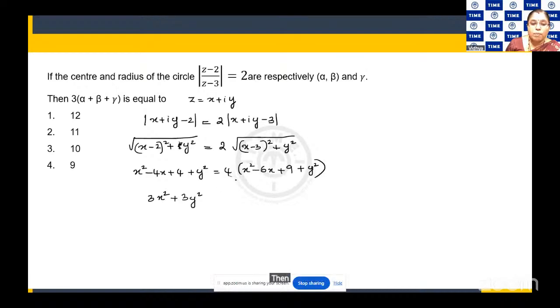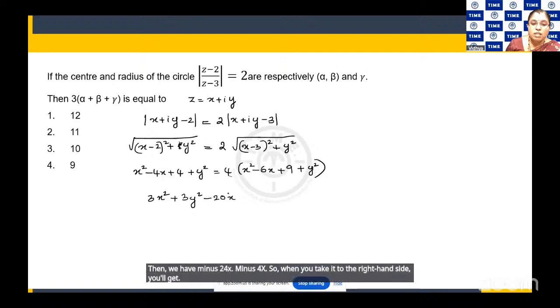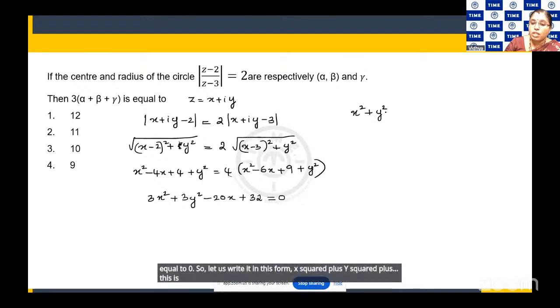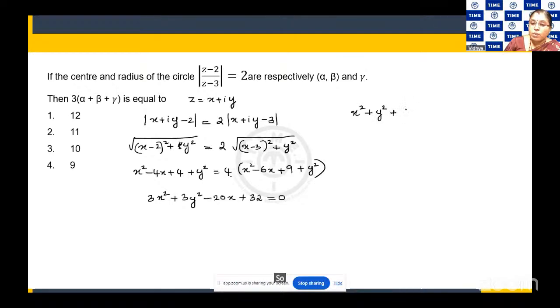Then we have minus 24x minus 4x. So when you take it to the right hand side, you'll get minus 20x. And this is 36 minus 4, which will give you 32. Clear so far? Equal to 0. So let us write it in the general form of a circle: x square plus y square plus 2gx plus 2fy plus c equal to 0.